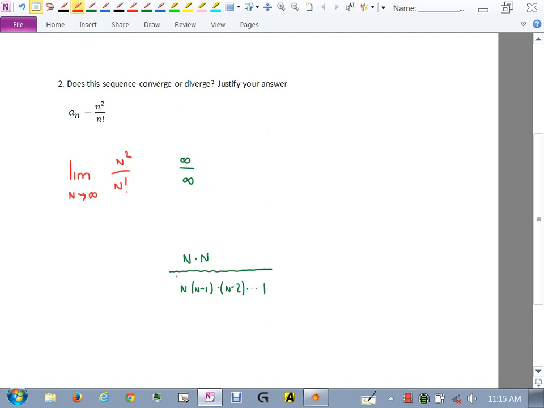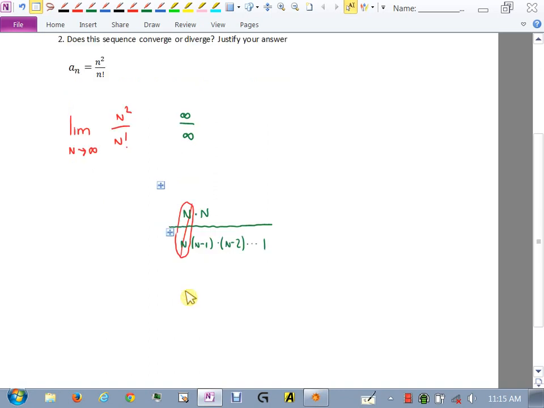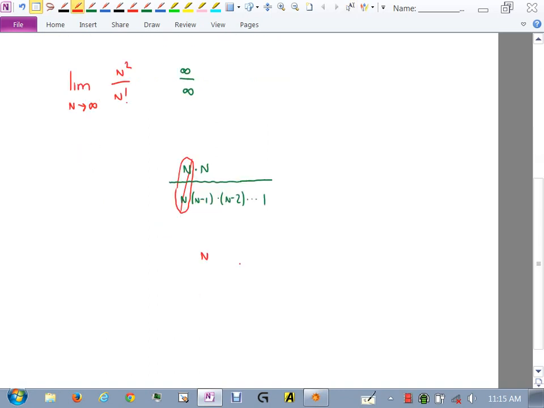So n over n, those two will cancel, right? Those are gone. So I'm really just looking at n over n minus 1, then n minus 2, and this keeps going until I get down to 1. Can you give me something that this is between? So let's start with this. What is this definitely greater than? 0, right? It's bigger than 0 because it's a positive number.